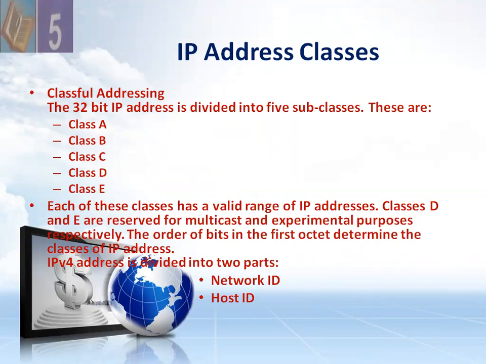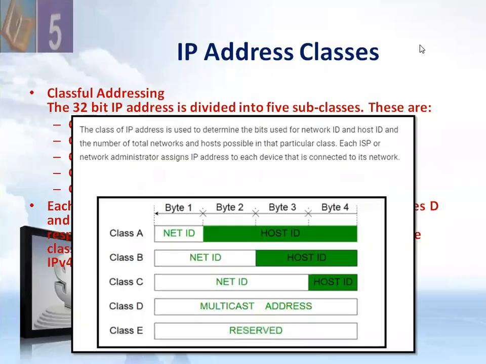IP version 4 address is divided into two parts, network ID and host ID. The class of IP address is used to determine the bits used for network ID and host ID, and the number of total networks and hosts possible in that particular class. Each IP or network administrator assigns IP addresses to each device that is connected to its network.